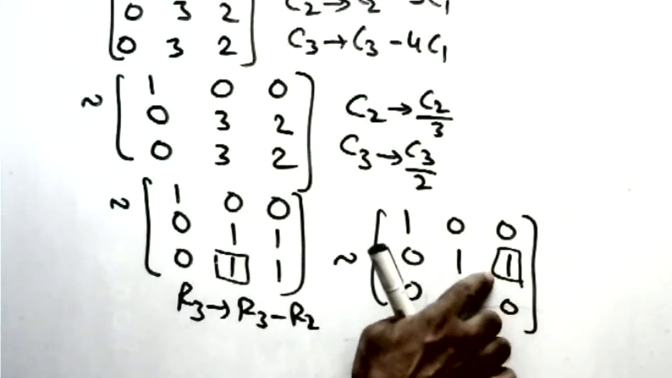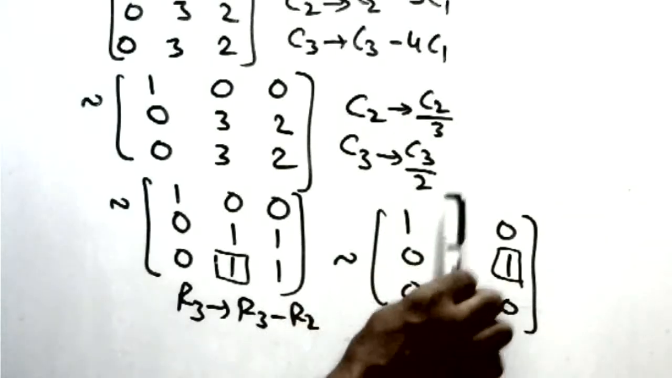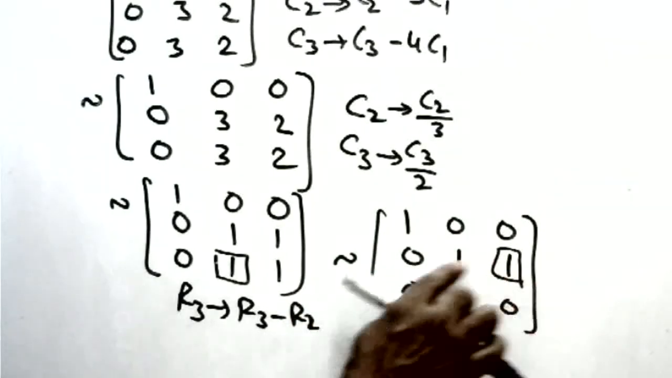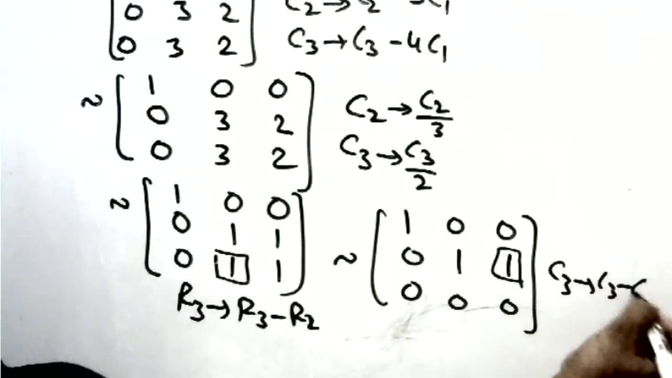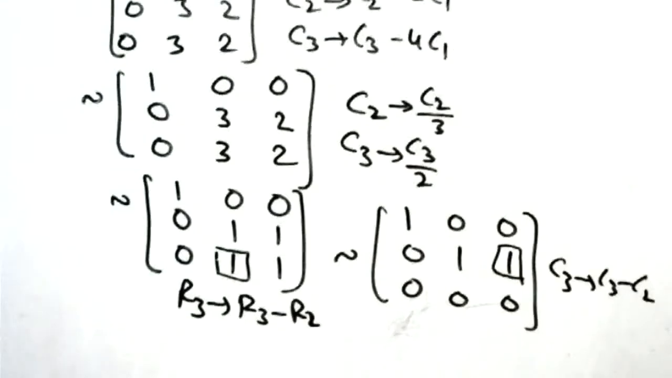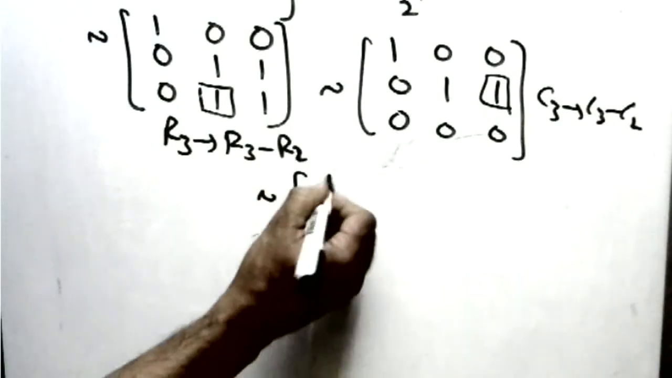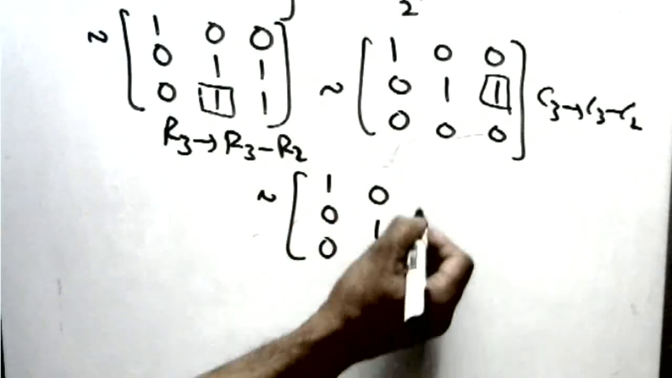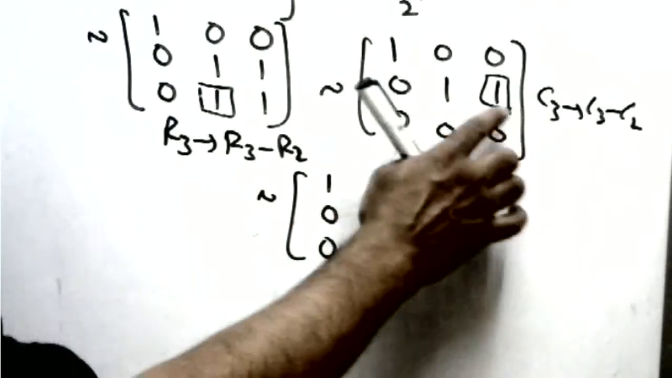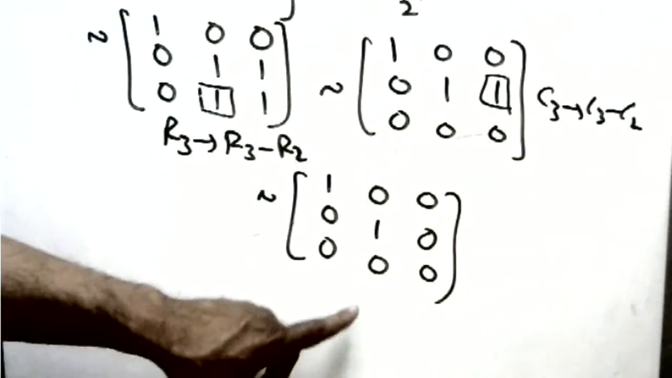So this is C3. To change this one, use C3 minus C2. C1, C2, C3. To make this 0, we use columns. So this will be C3 implies C3 minus C2. Now I'm writing here, this is 1, 0, 0, 0, 1, 0, 0, minus 0, 0. C3 minus C2, 1 minus 1, 0, 0.